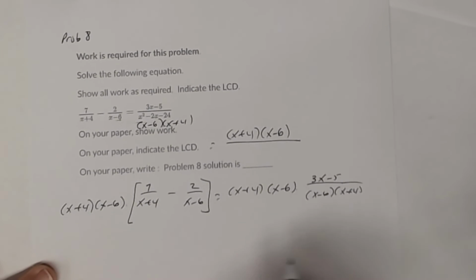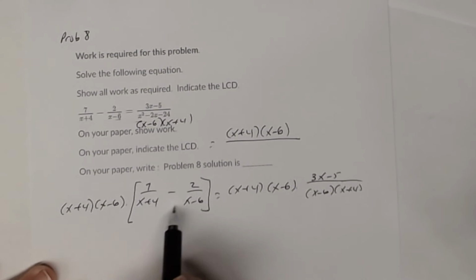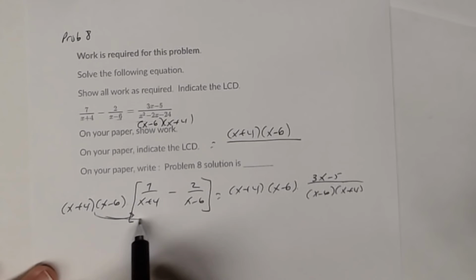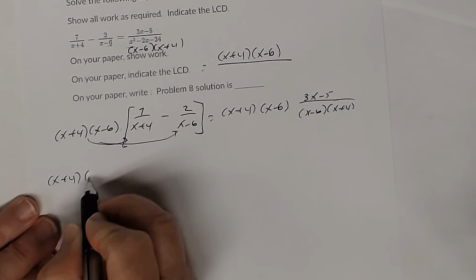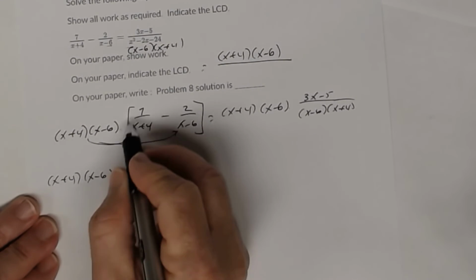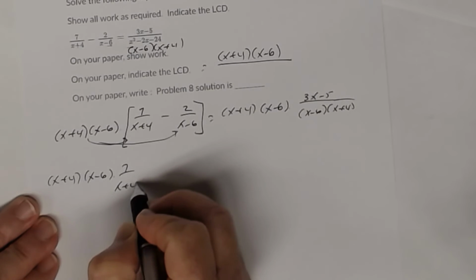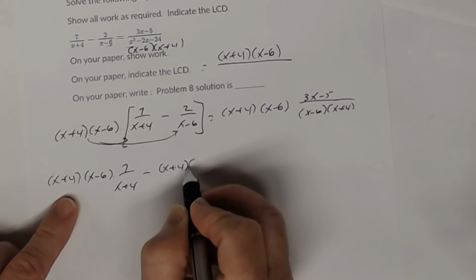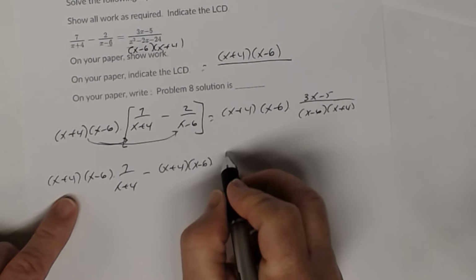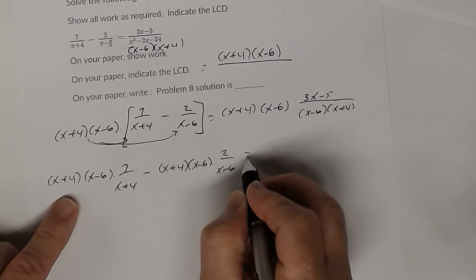All right, now over here, the next step is to get rid of these brackets that I've introduced. So I'm going to go ahead and distribute now. And so I'm going to get x plus 4 times x minus 6 times that first fraction, 7 divided by x plus 4, minus, and then the LCD, x plus 4 times x minus 6 times that second fraction, 2 divided by x minus 6, equal.